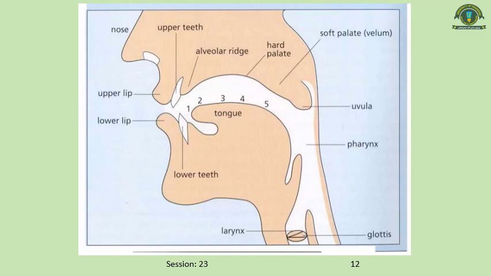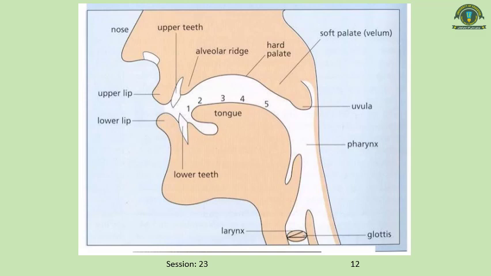And this slide which is in front of you, whatever I have elaborated, you can see in this diagram, starting from the larynx, you can see, okay, vocal folds, vocal cords, Adam's apple, then pharynx, uvula, soft palate, and then you can see the alveolar ridge, hard ridge and the soft palate.